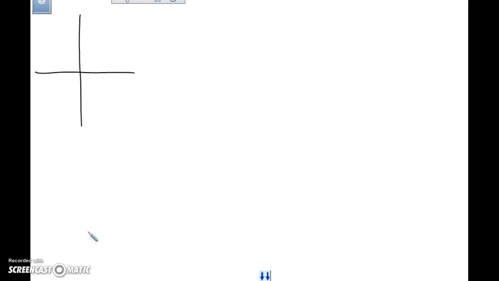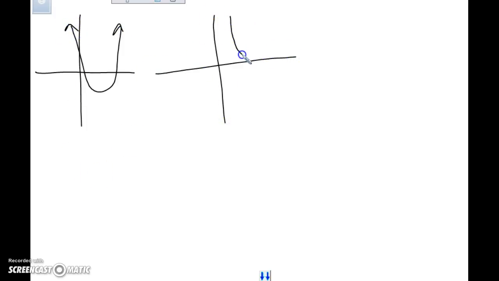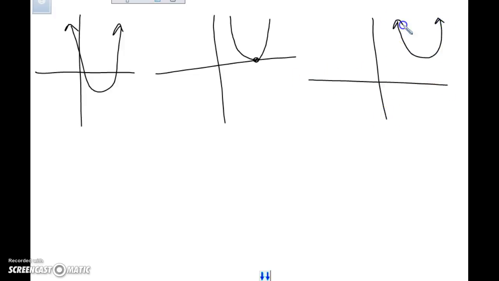A parabola crosses the x-axis in two places. You could have a parabola where it just kisses the x-axis in one spot, which means we're going to get a duplicate answer, like x equals 5 and x equals 5. Or we could have a parabola that's hovering above or below the x-axis. So this has two x-intercepts, this has one x-intercept, and this has no x-intercept.